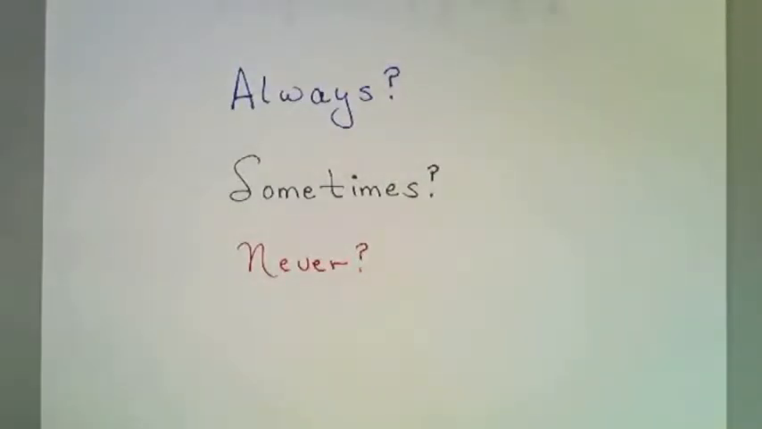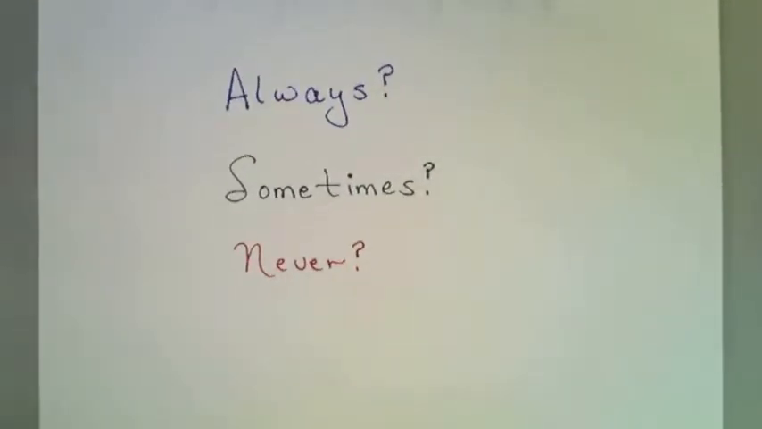Always, sometimes, never? Is it always, sometimes, or never true that if you have three vectors x, y, and z, the dot product of x with the sum of y plus z is equal to the dot product of x with y plus the dot product of x with z? The answer is always true, which means that the dot product is what we call distributive. So let's prove it.